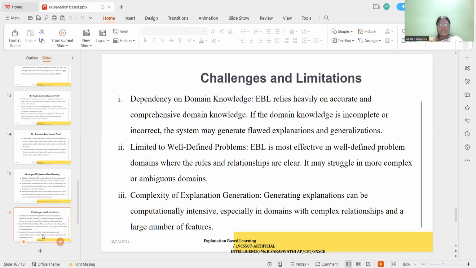It's limited to well-defined problems. EBL is most effective in well-defined problem domains, where the rules and relationships are clear. It may struggle in more complex or ambiguous domains. Complexity of explanation. Generating explanations can be computationally intensive, especially in domains with complex relationships and a large number of features.